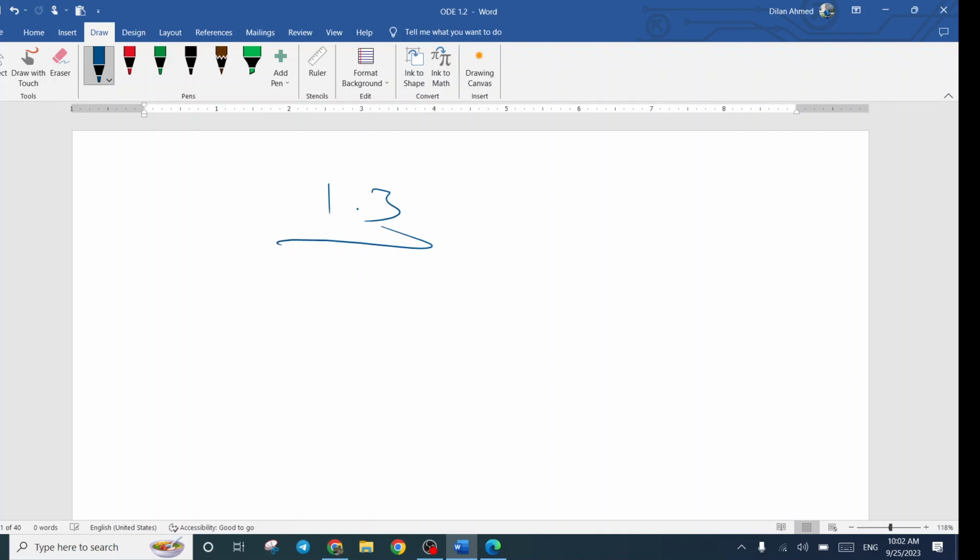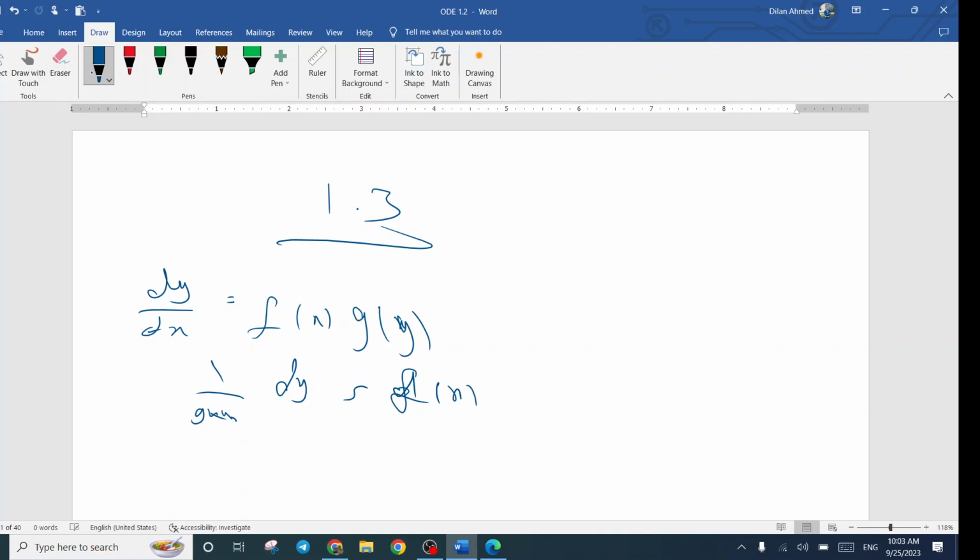the separable is like what? You need to have two functions, f of x, g of y, and you can separate them. For example, you have dy over dx equal to f of x times g of y. Why? Because later on you can change, for example, 1 over g of y, and you have f of x dx. The important thing is you need to have a multiplication between two functions.